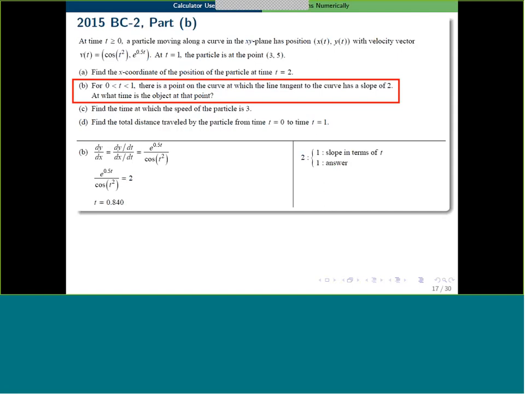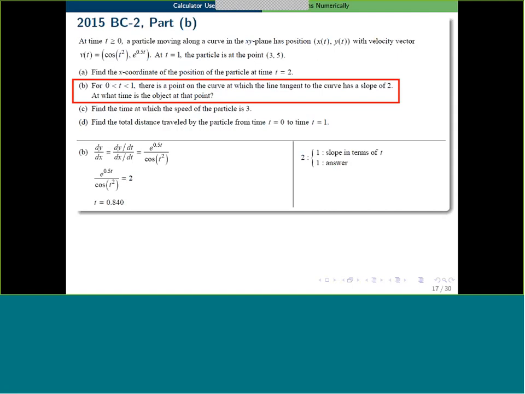So I'm going to show you one more, and then I will pass this over to Vicki. This was also on the 2015 exam. This was on the BC portion of the exam, but a very easy one, and I think a very good example. This one also had to do with particle motion. And in this problem in part B, we told the students that there is a point on the curve at which the line tangent to the curve has slope 2, and we wanted to know the time at which that object is at that point.